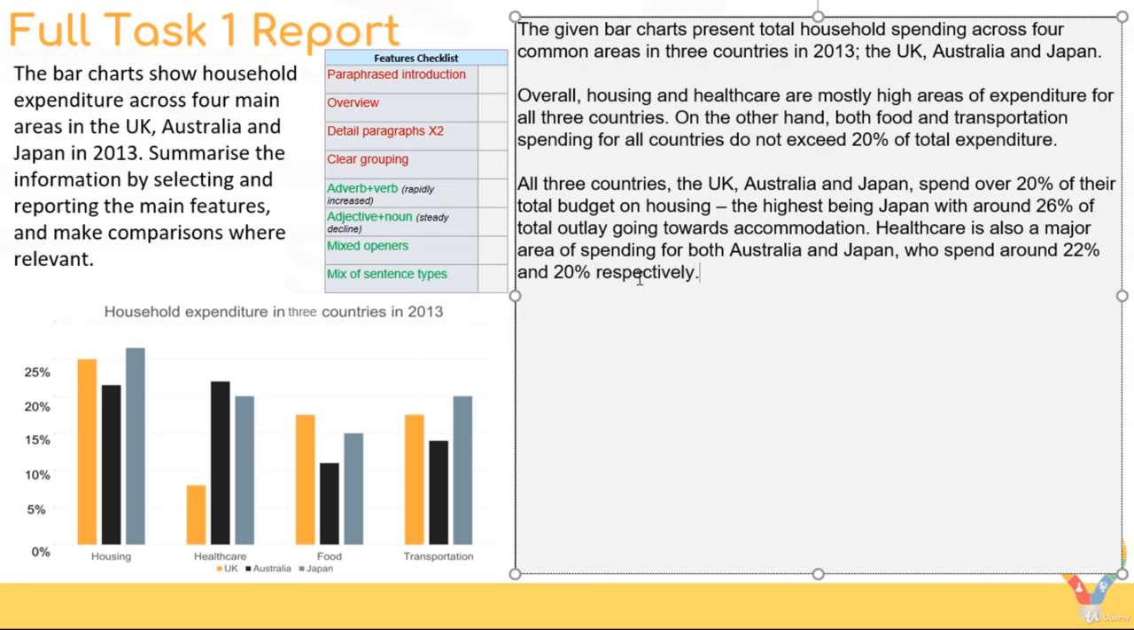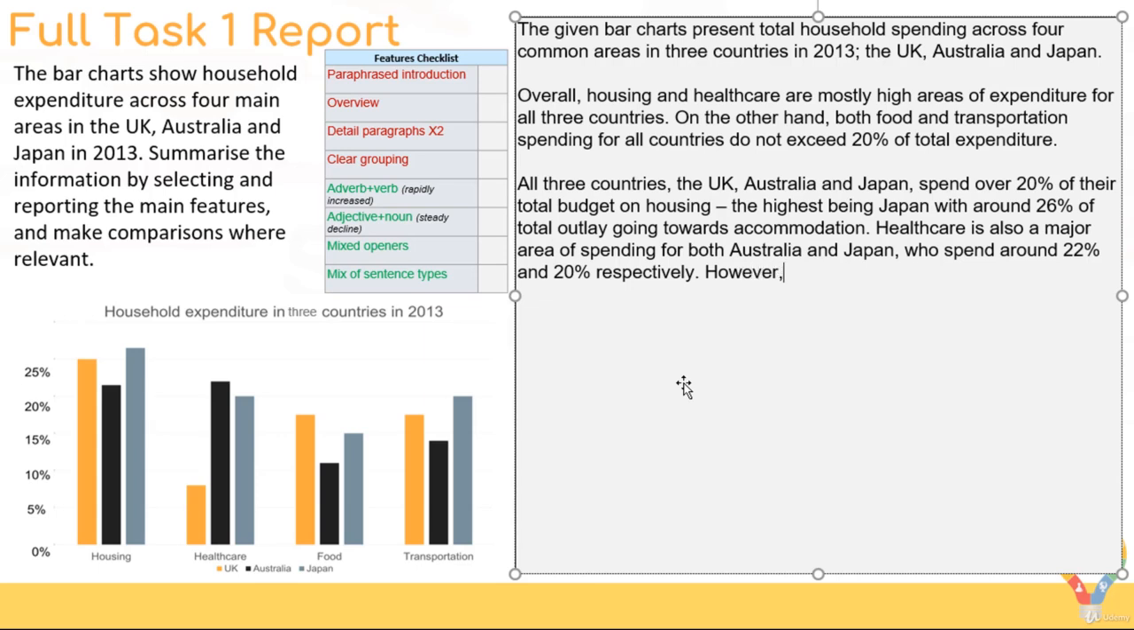Respectively is a great way to link figures to nouns, to names. So if I say respectively, it means 22 goes to Australia, the first figure and name given, and 20% goes to Japan, the second name or second figure given. So it links these together. Okay, and we also want to mention that the UK is spending significantly lower.